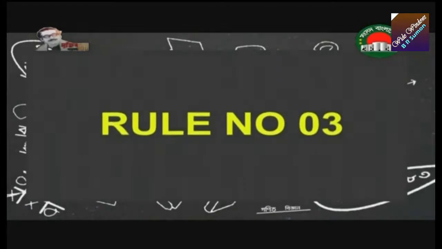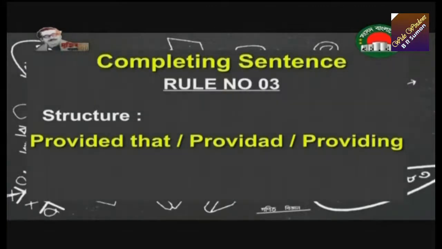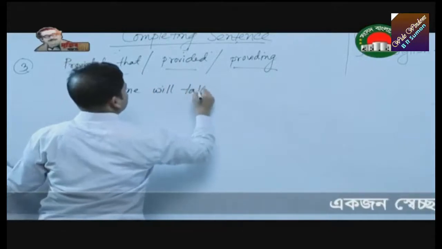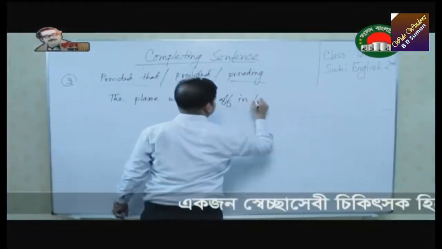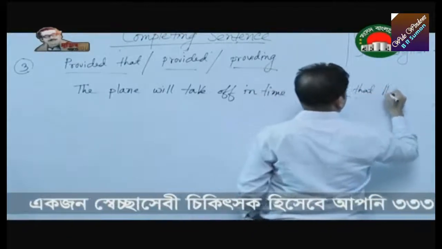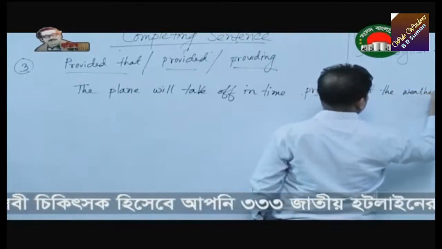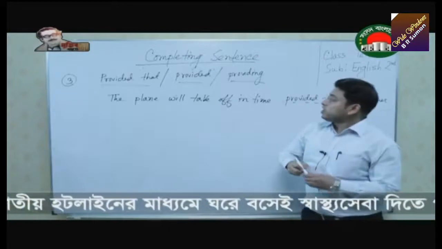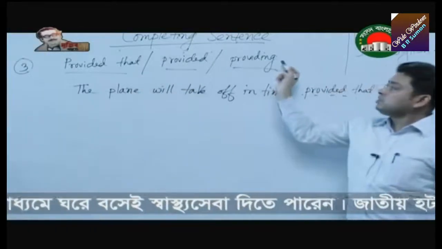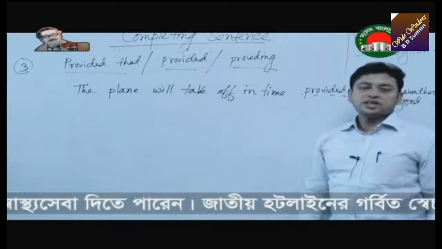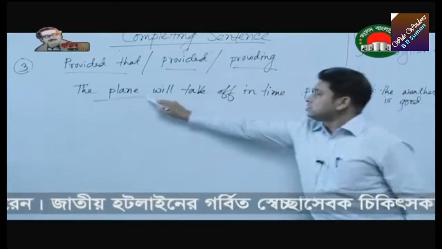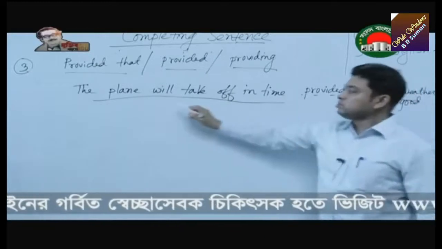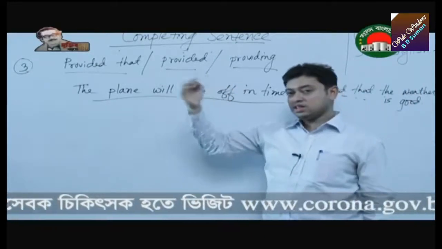Now rule number 3. Provided that, providing that, providing. Example: the plane will take off in time, provided that the weather is good. So if there is provided that or providing, what kind of changes will be there? Something like a conditional sentence. You see, will take off in time, future indefinite tense. So first conditional, what happens? The same thing is happening here.